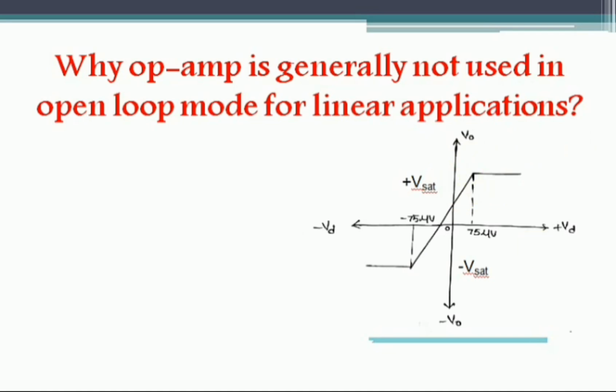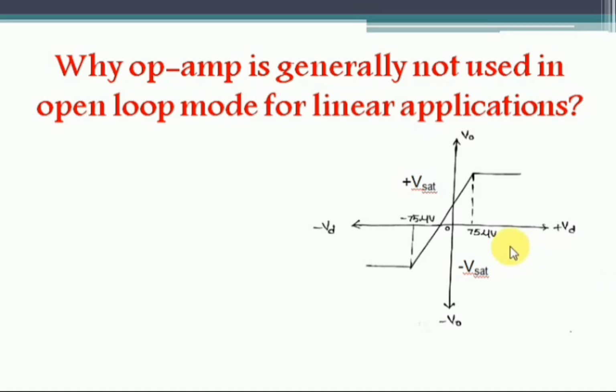We know that in the open loop mode the gain of an op amp is very high. In the ideal case, it is infinite. So in the open loop mode, with the minimum change in input voltage, the output voltage goes to a saturation value, meaning some of the signal is clipped or some of the information will be lost. This is the major drawback why the op amp in open loop mode is not used for linear applications, because the input signals we apply will be in the range of millivolts or volts.